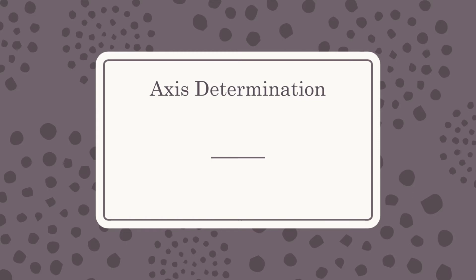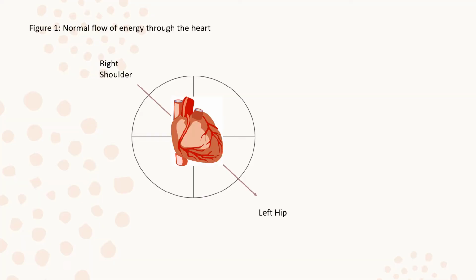So the normal axis is supposed to be from the SA node down through to the AV node, then down the bundles and depolarizing the ventricles. Almost in the flow, if you could see me, from my right shoulder to my left hip. Remember, we've talked about this before. I think on the very first class and a couple since then, I've talked about the normal flow of electricity goes from the right shoulder to the left hip. And that is our normal axis. And in fact, we can see it right here, the normal flow of energy through the heart from the right shoulder to the left hip.